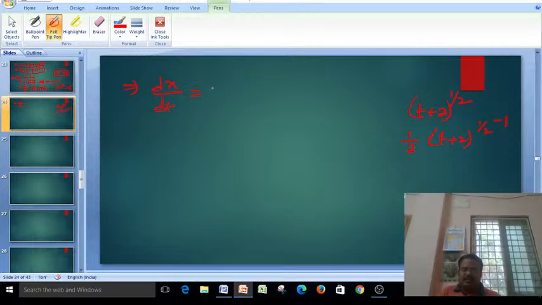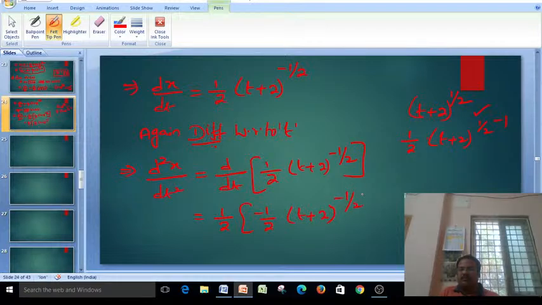So 1 by 2 into t plus 2 whole power minus 1 by 2. What is dx divided by dt? It's the velocity. Again differentiate with respect to t. Then d square x divided by dt square is equal to d by dt of 1 by 2 into t plus 2 whole power minus 1 by 2. Taking 1 by 2 outside, you get minus 1 by 2 into t plus 2 whole power minus 1 by 2 minus 1.